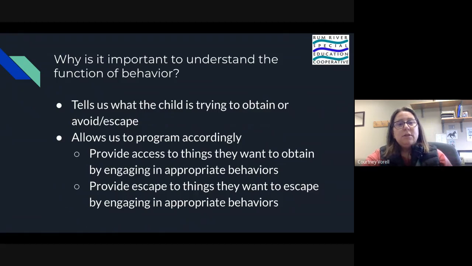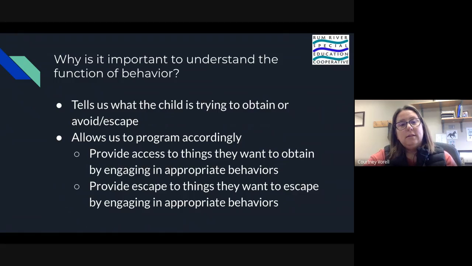So why is it important to understand these functions of behavior? They tell us what a child is trying to obtain or avoid or escape. And I didn't want to get too deep into avoid escape differences, but if you're curious, avoid is basically if you haven't necessarily encountered the aversive stimuli yet, but you're going to do something so that you don't end up encountering it at all. So if you were coming down your sidewalk and you saw a neighbor coming the other way on the same sidewalk towards you that you prefer not to talk to, you may cross the street before you ever encounter them in order to avoid that interaction.